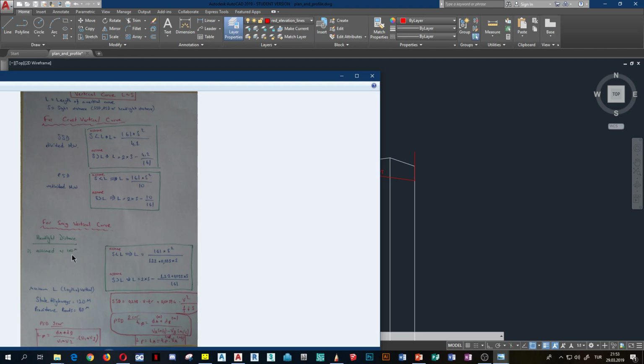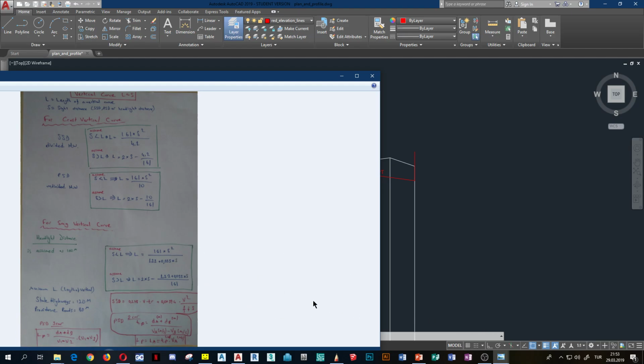And of course, if your vertical curve is a sag curve, your S distance must be headlight distance, 100 meters, and no regard to S calculations. And if your vertical curve is a crest vertical curve, you have to calculate according to passing sight distance.